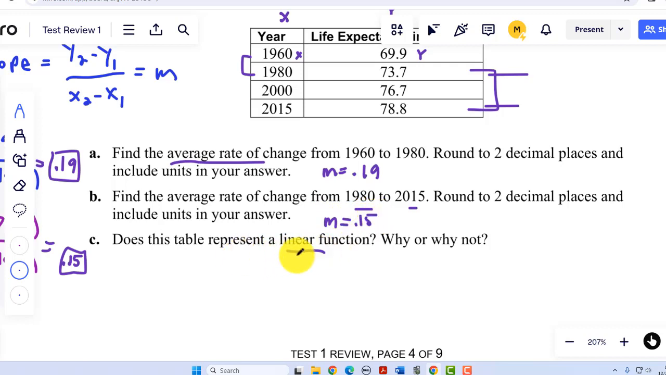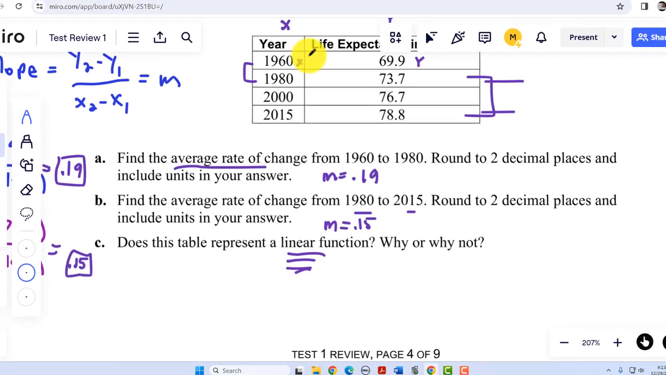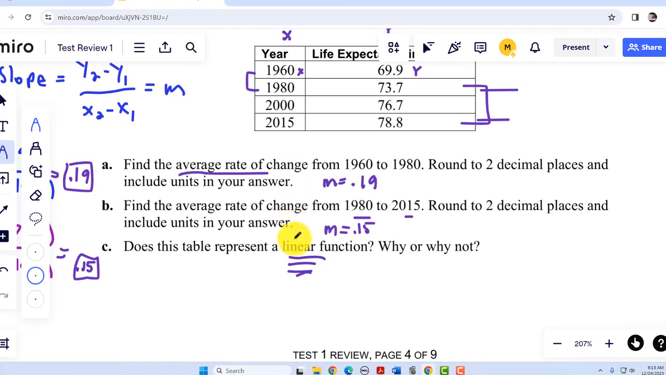So they're asking, does it represent a linear function? The table represents a function because each input has one output, but that's not what they're asking. They're asking, is it linear? Yes, we have a function, but is it linear? And the answer is no, it's not linear, because our average rate of change is not constant. We have 2 different average rates of change, or 2 different slopes.